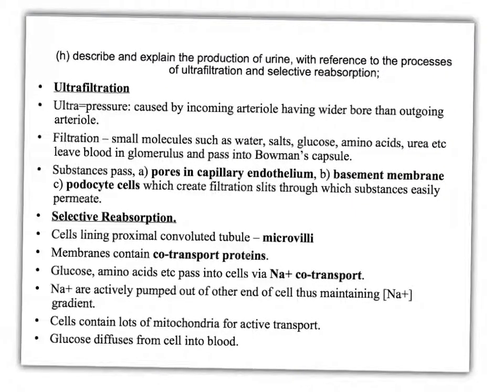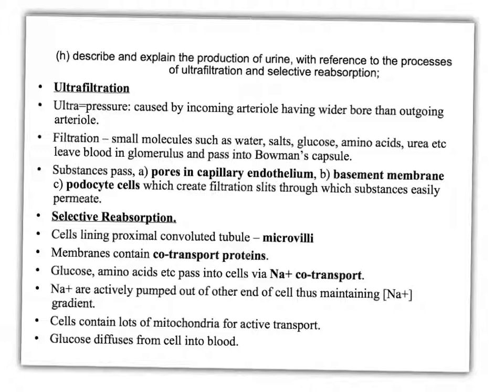So, just summarising all of that on the notes that you have. You've got to understand what the term ultrafiltration means. The word ultra is to do with pressure, and that's caused by the incoming arteriole having a wider bore than the outgoing arteriole, as I've just shown you on the diagram. Filtration basically means that the small molecules, water, salts, glucose, amino acids, urea, etc., can leave the capillary in the glomerulus and pass into Bowman's capsule.